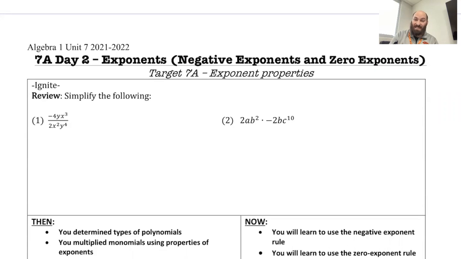Today we're talking about 7A Day 2, exponents. Okay, we got some more exponent properties. We're going to be talking about two specific types. What happens if we have negative exponents and zero exponents?